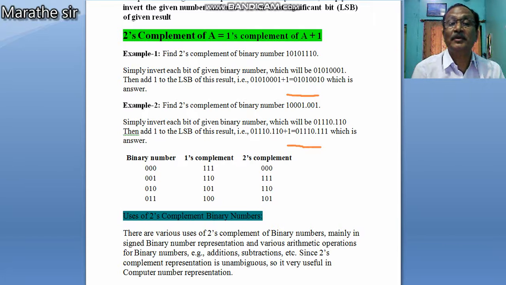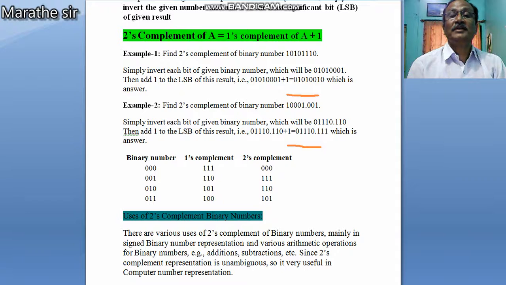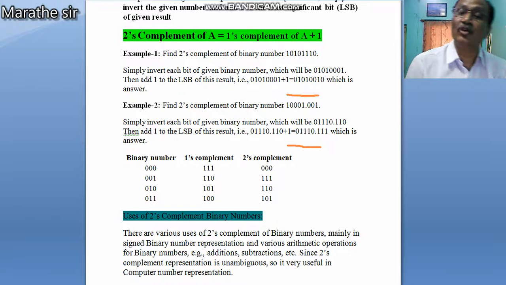Now in the next topic we are going to see the 1's complement subtraction method and the 2's complement subtraction method, in which we use the 1's complement of binary numbers and the 2's complement of binary numbers. It is a very simple process to convert any binary number into its 1's complement format, also into 2's complement format.